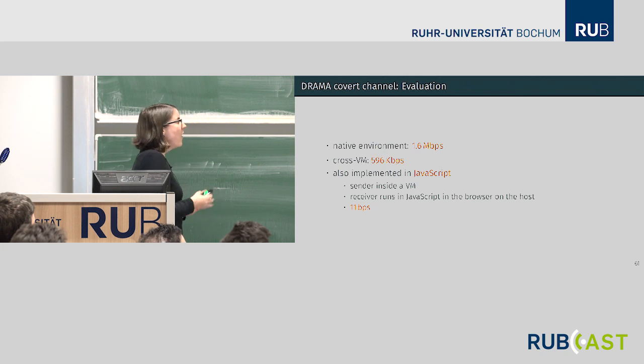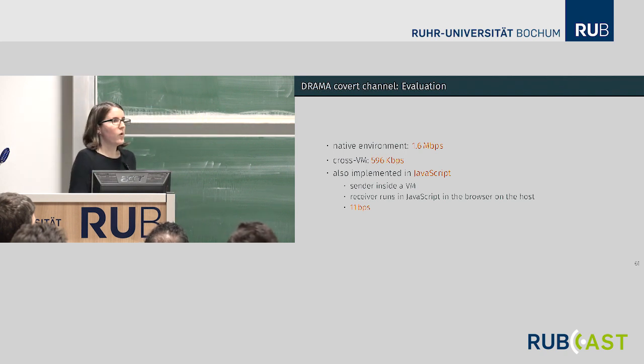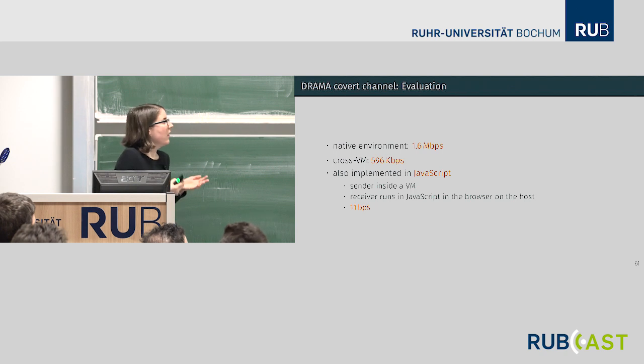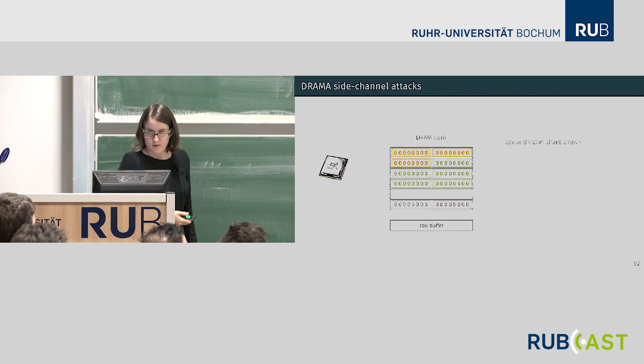So we focused more on the error-free communication than on the speed. So this one is much slower than the native environment, but we still have 11 bits per second. So if you want to, let's say, extract one secret key or other sensitive information that is quite small, then it's actually practical to use that. So that was for covert channels.